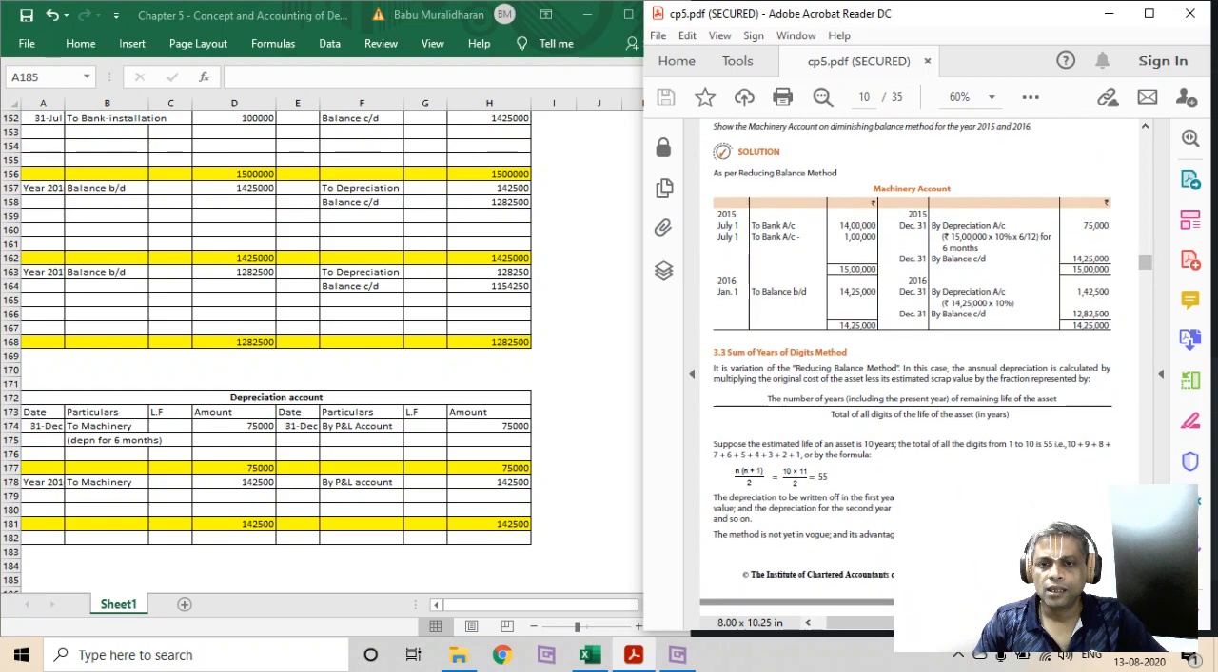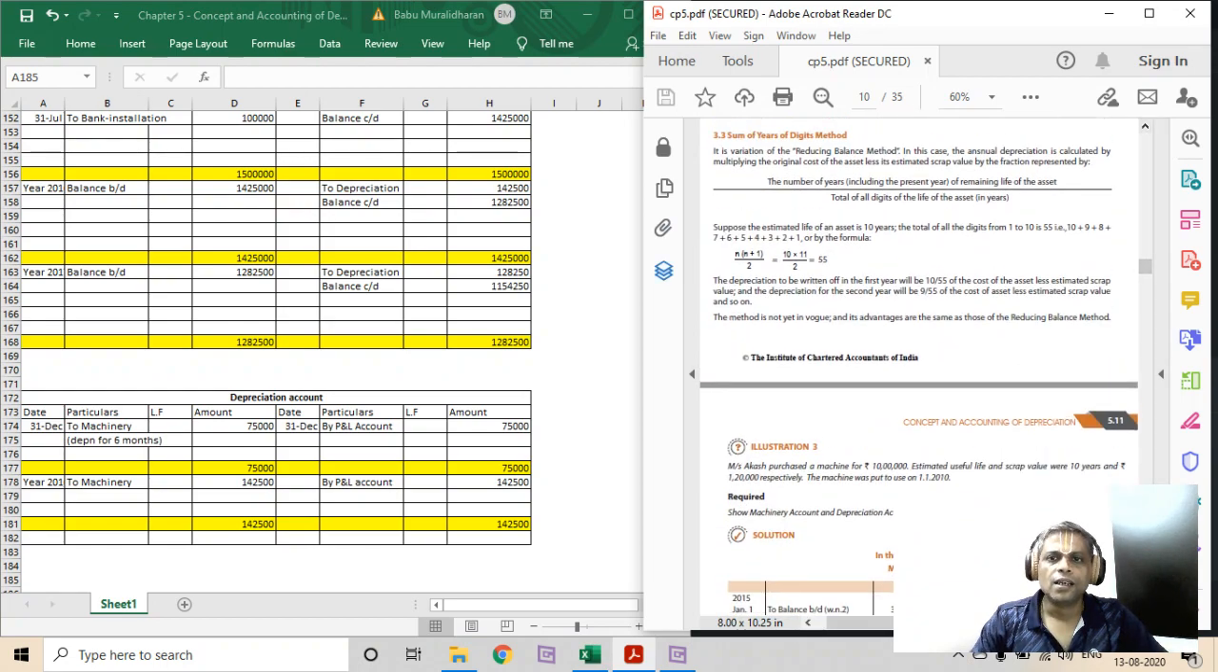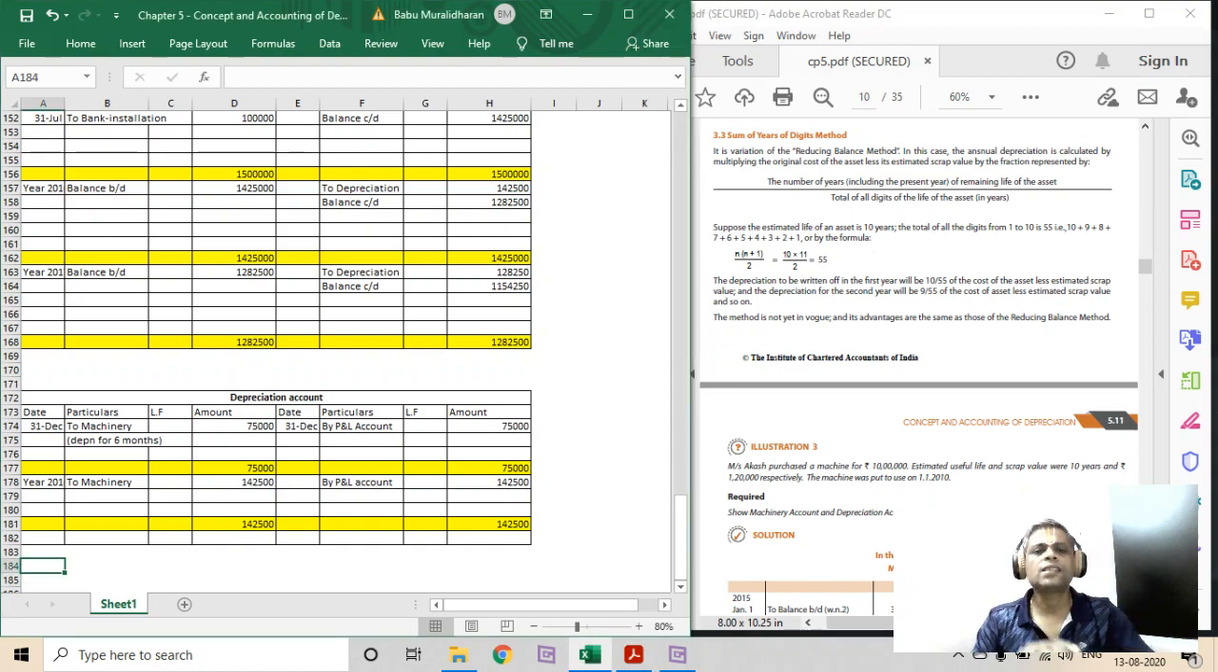Then the third one is an interesting method, sum of years method. Let me give some heads up on how this works. This is normally not used. As I was explaining in the previous class, the most common method of using depreciation is diminishing balance method. But let's try out the other methods also, right? We tried straight line value, straight line balance. Now let's try method 3.